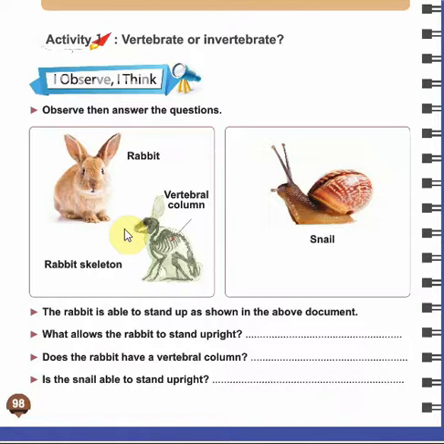We have a rabbit and a snail. I want you to look at this rabbit carefully. We can see here the rabbit skeleton. Skeleton means يعني الهيكل العظمي. Okay? يعني all the bones of our body.